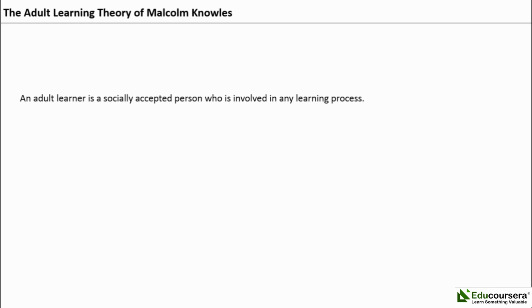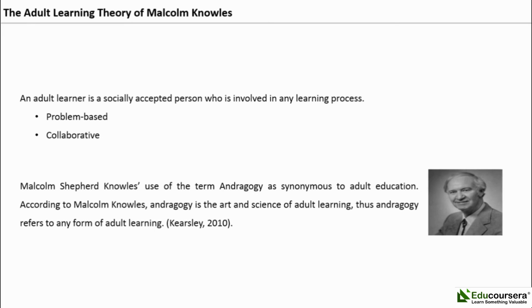Adult learning is a theory that holds a set of assumptions about how adults learn. Andragogy emphasizes the value of the process of learning. It uses approaches to learning that are problem-based and collaborative rather than didactic, and also emphasizes more equality between the teacher and learner. Malcolm Shepard Knowles used the term andragogy as synonymous to adult education. According to Malcolm Knowles, andragogy is the art and science of adult learning. Thus, andragogy refers to any form of adult learning.